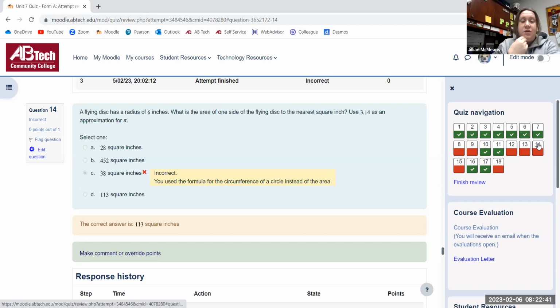So a flying disc has a radius of 6 inches. What is the area of one side of the flying disc to the nearest square inch? Use 3.14 as an approximation for pi. So it does seem like your big issue is going to be circles on this quiz, which is fine. So let's see, we've got a flying disc. It has a radius of 6 inches and we want the area. Let's go back to the whiteboard.